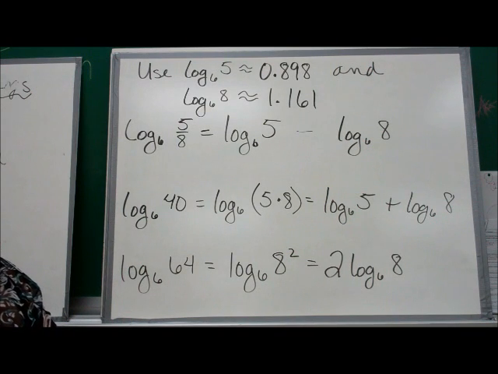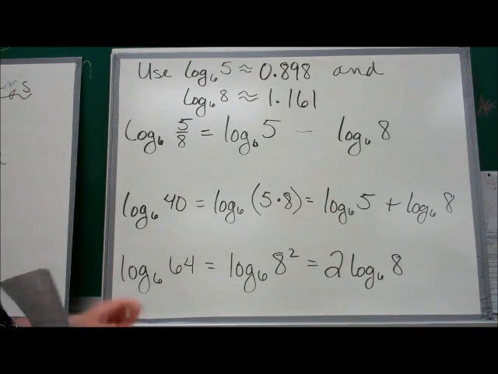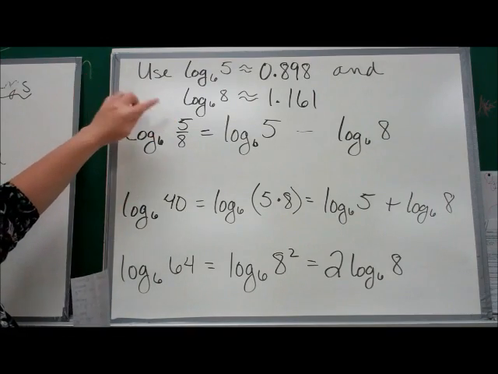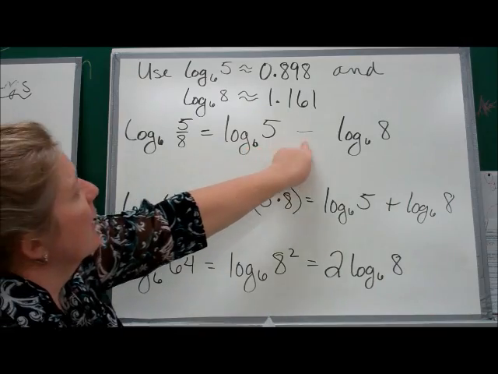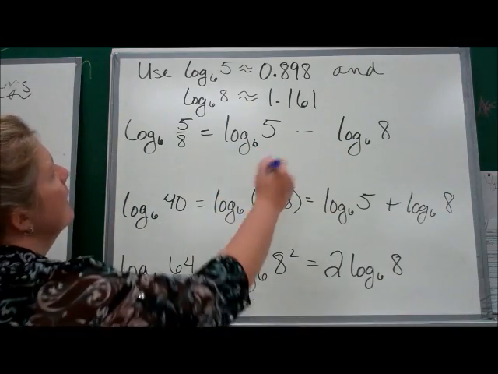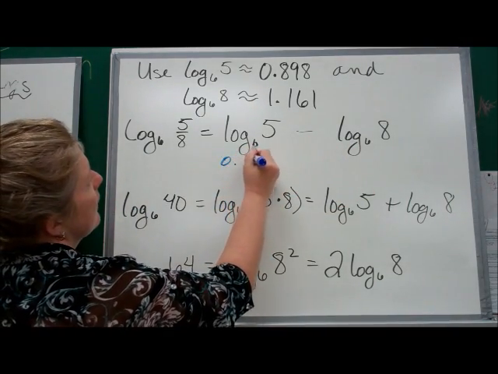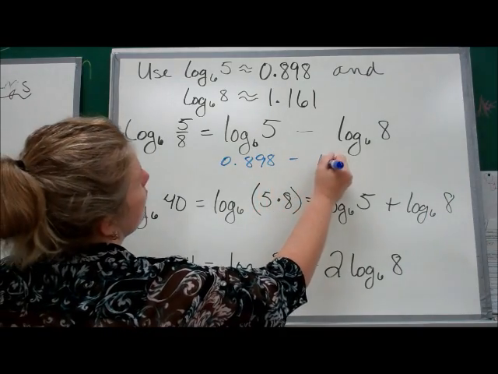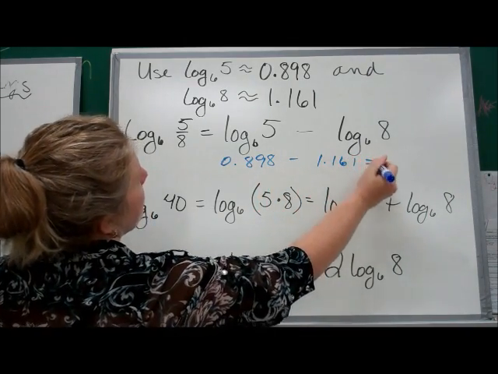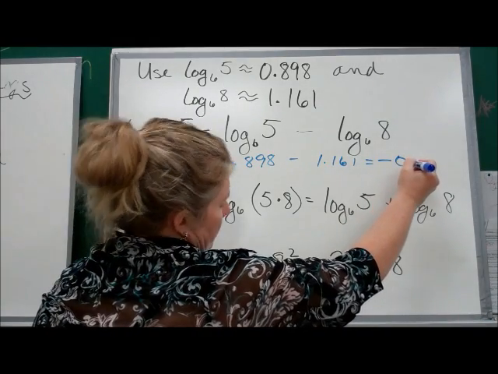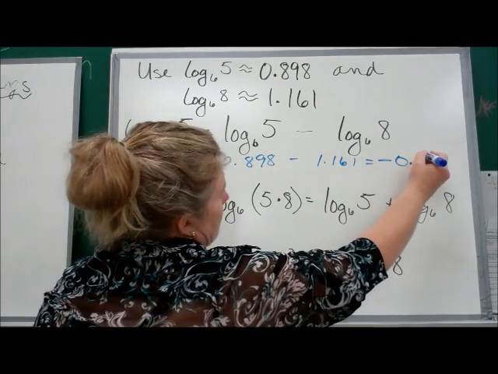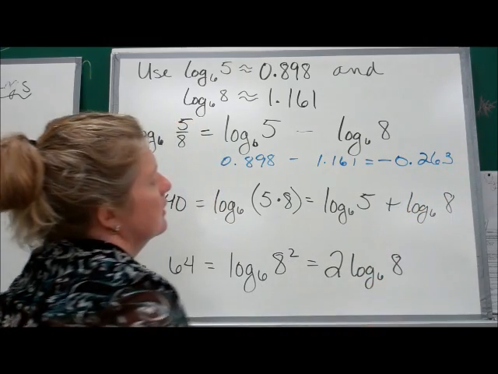solve them and get an actual number for it. Okay, so the log base 6 of 5 divided by 8, or 5/8, becomes a log base 6 of 5 minus a log base 6 of 8. So that's going to be 0.898 minus 1.161, which is negative 0.263.